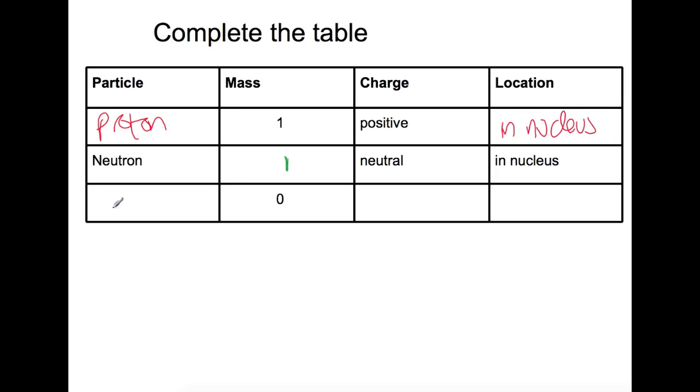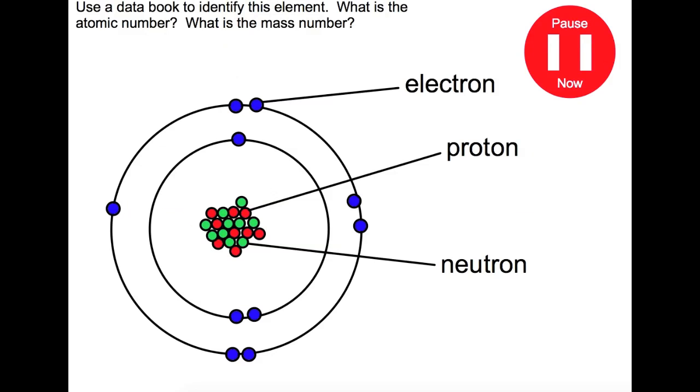That means our missing particle is the electron. It has no mass and it has a negative charge. You'll find this in energy shells or levels around the nucleus. Here's a picture of another element. Use the databook to try and identify the element, then find out its atomic number and mass number.